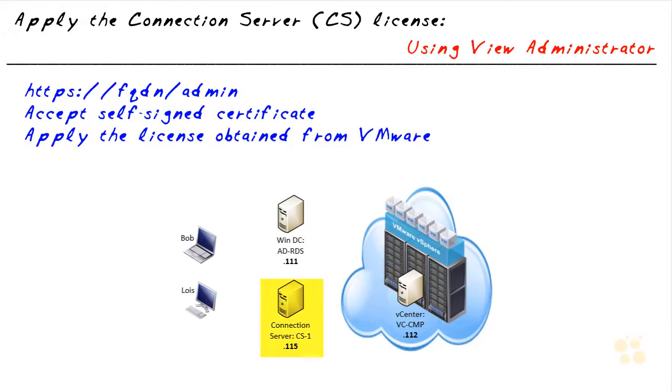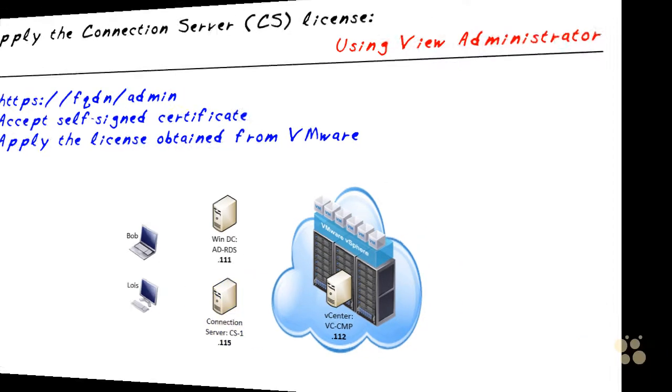In this nugget, we have connected to the connection server and launched the View Administrator. And after logging in, we applied our license for Horizon View.